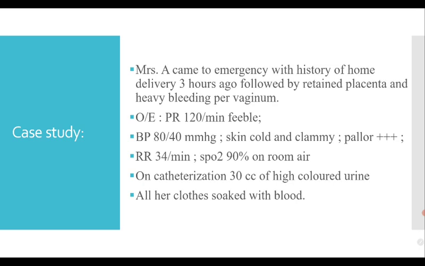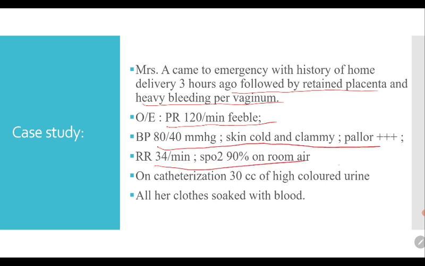So let's have a case study. Mrs. A came to the emergency with a history of home delivery, 3 hours ago, with retained placenta and heavy bleeding per vagina. On examination, pulse was 120, she was in shock, pallor was plus. On catheterization, 30 mL of high-colored urine came, with clots soaked with blood. Okay.